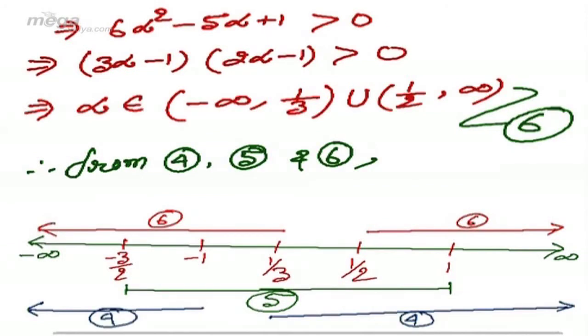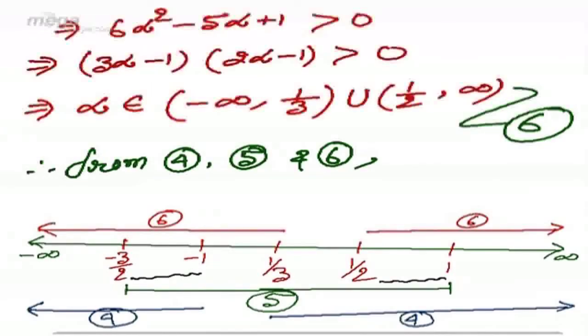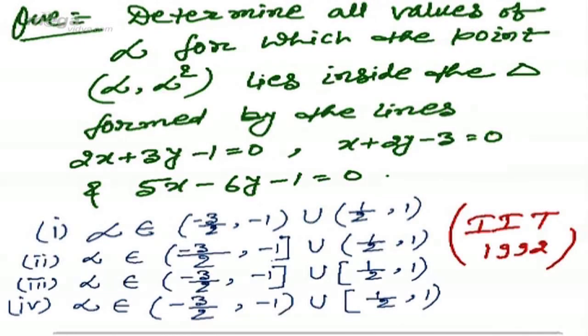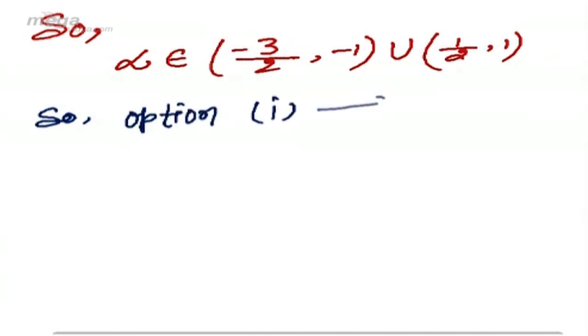Now in all of these fourth, fifth and sixth, we will find the common region: minus 3 by 2 to minus 1 and half to 1. And for all of these, we will use open brackets. Hence, from the number line, you can write alpha belongs to minus 3 by 2 to minus 1, open interval, half to 1. Hence, now we'll see the question. In the question, the option minus 3 by 2 to minus 1 union half to 1, open interval, is given in the first option. So your option number first is the correct option. So option number first is the answer.